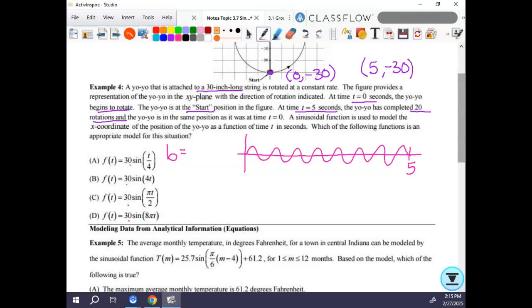So if that's 20 cycles in 5 seconds, I need to know how long it takes just for one cycle. So what could I do here? It's not 5 seconds for sure. How many cycles in 5 seconds? 20. So what do you think I could do with that 5? Divide it by 20, right? So I'm going to take 5 over 20, because 5 seconds for 20 cycles, that's going to reduce to 1/4.